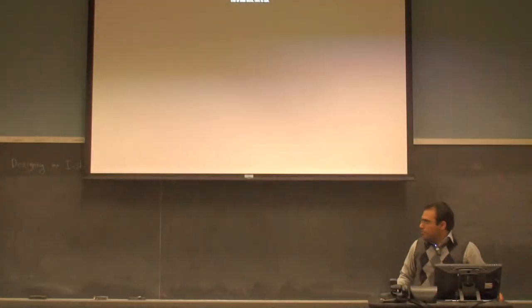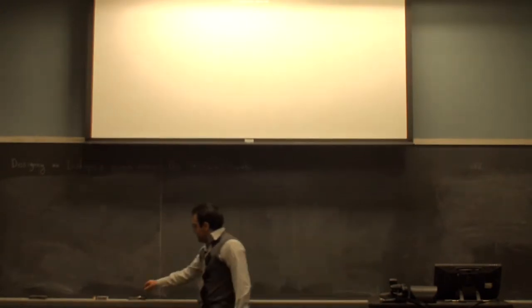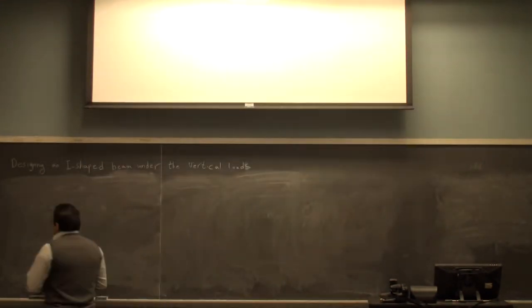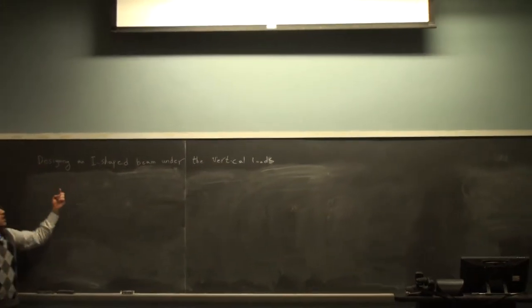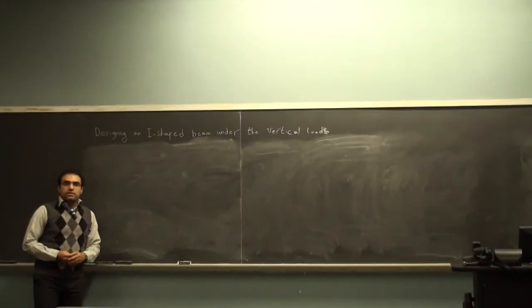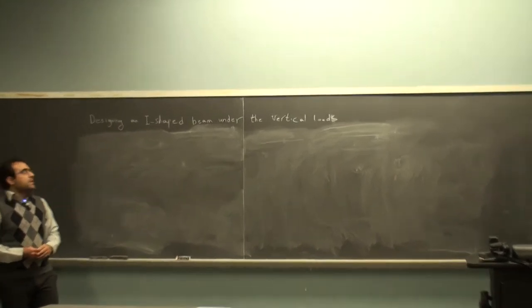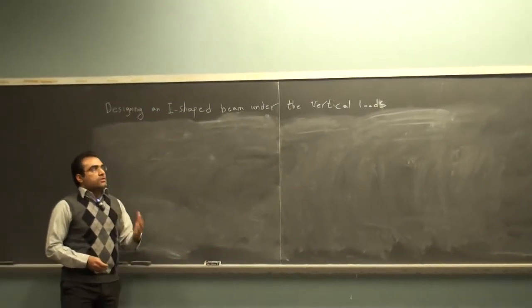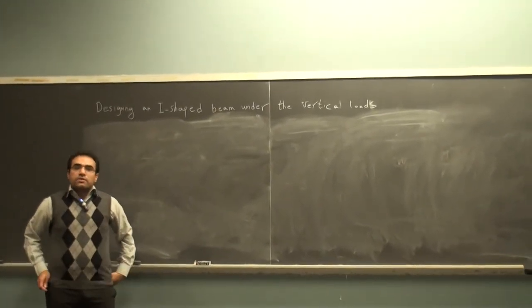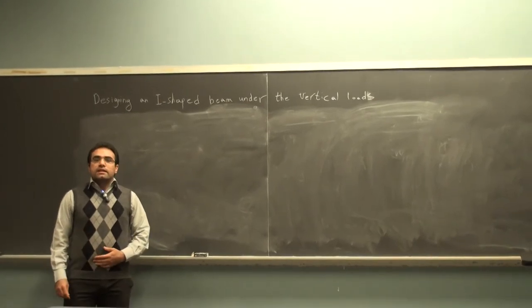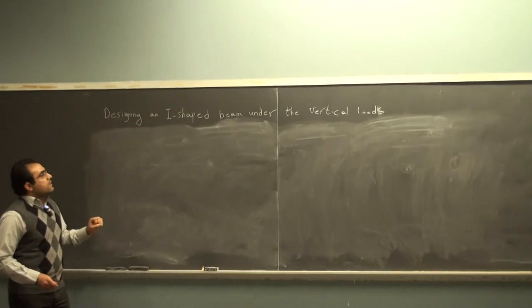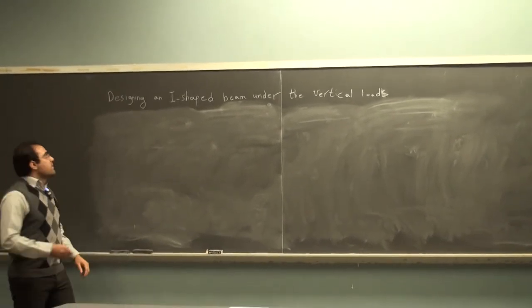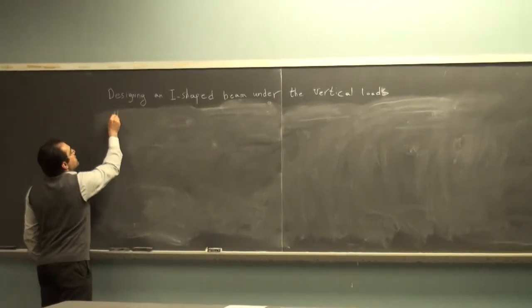Okay, so let's start the main part of the session. Today's topic is designing an I-shaped beam under vertical loads. So we know that we have a steel beam, it's I-shaped, and the loads are vertical. We want to know how we can design that beam for those loads. The designing process has two steps. The first one is analyzing.